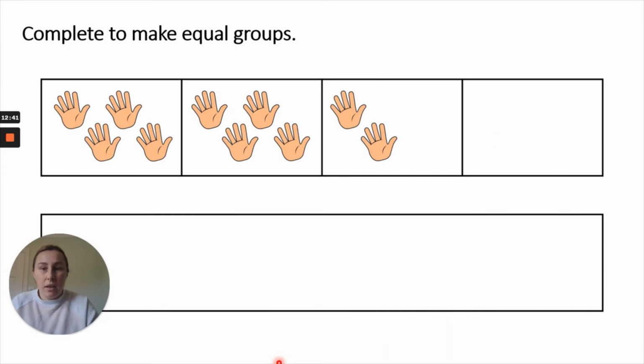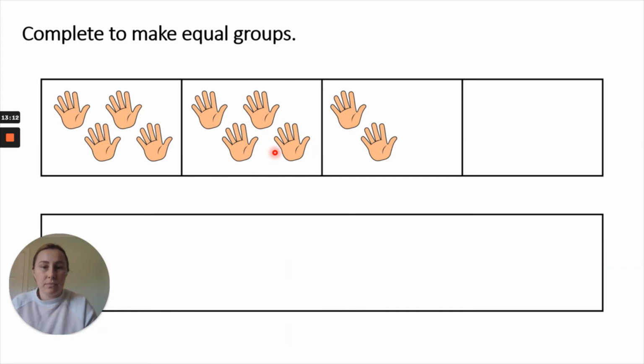Try again with the hands. How many groups have I got in this picture? And how many hands are in each box? Or how many hands are in each group? In my first group, I have 4 hands. In my second group, I also have 4 hands.